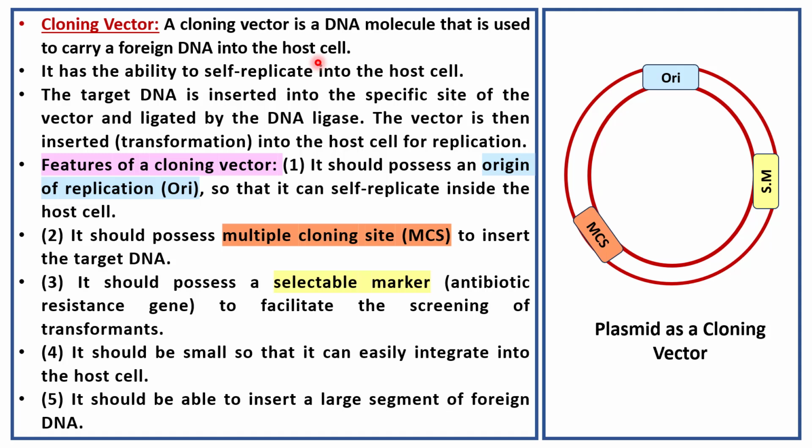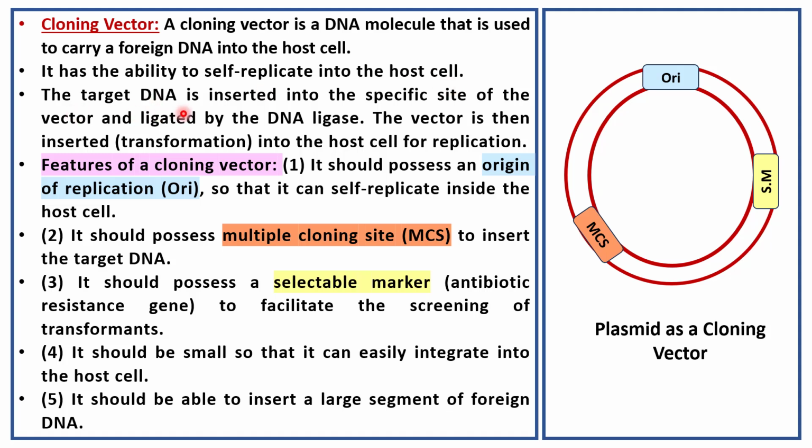Suppose you want to insert a gene X from an individual to another individual. So first, you need to insert that gene in a cloning vector. Now we can call this vector a recombinant. Then you can insert the recombinant vector into the host cell, and this process is called transformation. And it has the ability to self-replicate in the host cell.